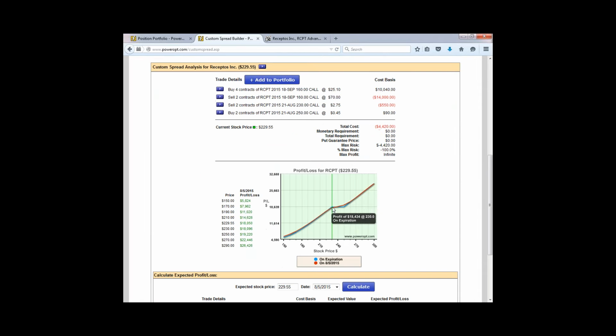Well, we get this little bump in the middle. It's still a reasonable profit, but we still have unlimited upside going forward because the stock continues to move up. Once we cross the upper strike price of this bear call spread, our 250 call that we bought for 45 cents, we've taken the max loss on the bear call spread part, but we still have the long call that's gaining in value. So we've got a nice almost synthetic long stock position.